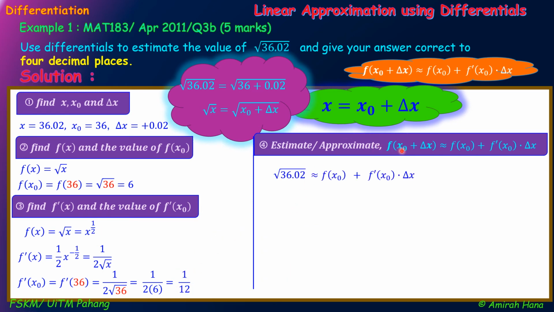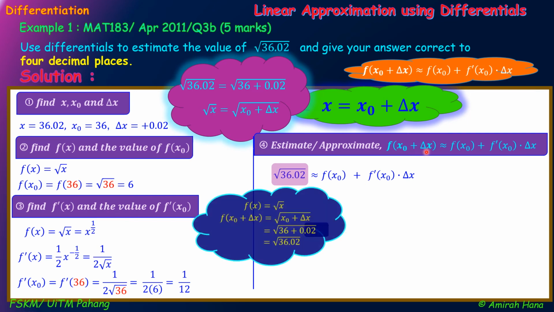And then step 4, we use this formula. From the given question, we have the square root of 36.02. And then we write the right hand side of the formula, which is approximately f(x₀) plus f'(x₀) times delta x. Actually, the square root of 36.02 is f(x₀ plus delta x). How do we get this? How does the square root of 36.02 connect with f(x₀ plus delta x)?